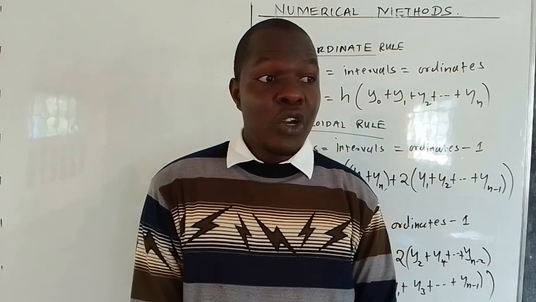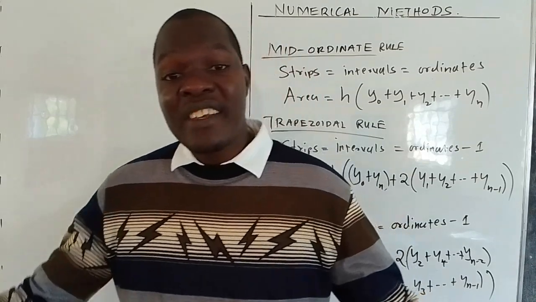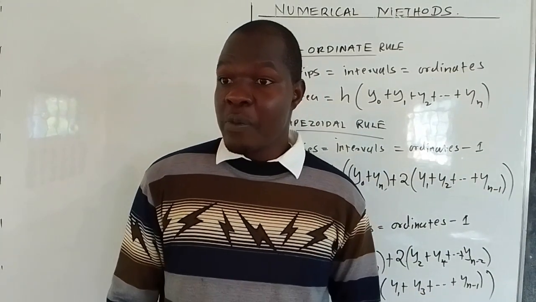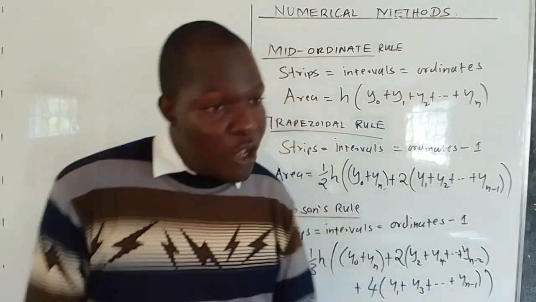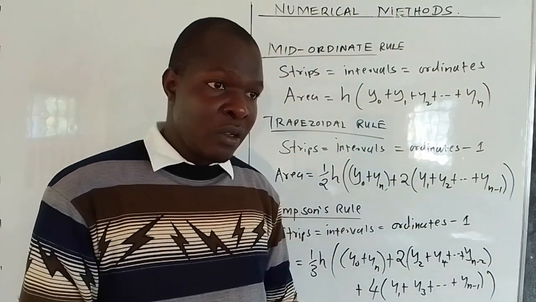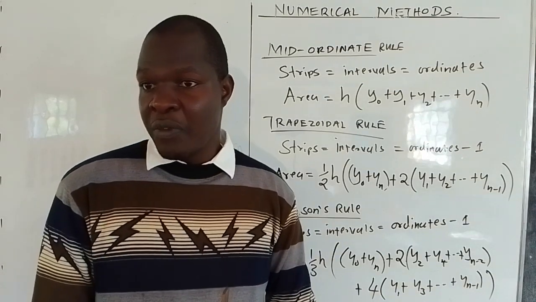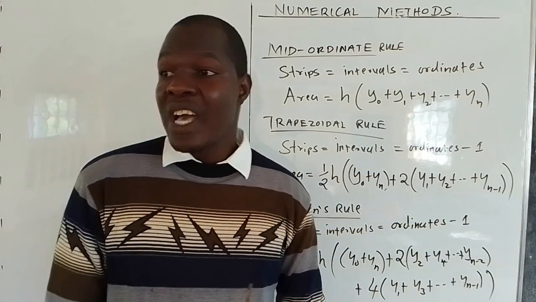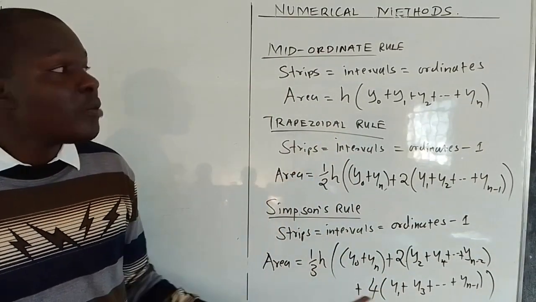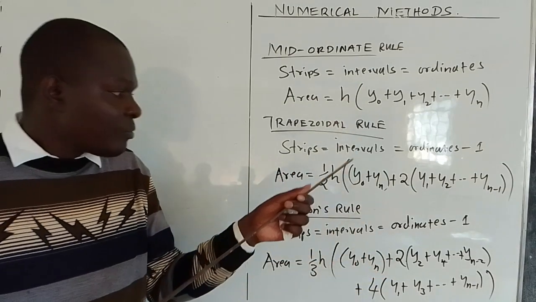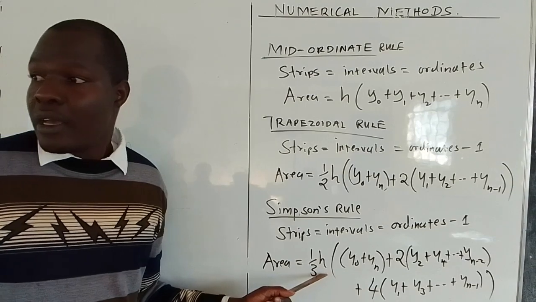In mathematics, the only thing you always need to know is how to devise a means of mastering a formula, because formulas can be derived. But when you want to use the formula, will you be deriving it? No, you will not. Meaning you must have a means of mastering a formula. Are we together? That's the reason I started with the mid-ordinate rule, so that we have seen the means. In the mid-ordinate rule it is h, the trapezoidal rule is a half h, then Simpson's rule is a third h.